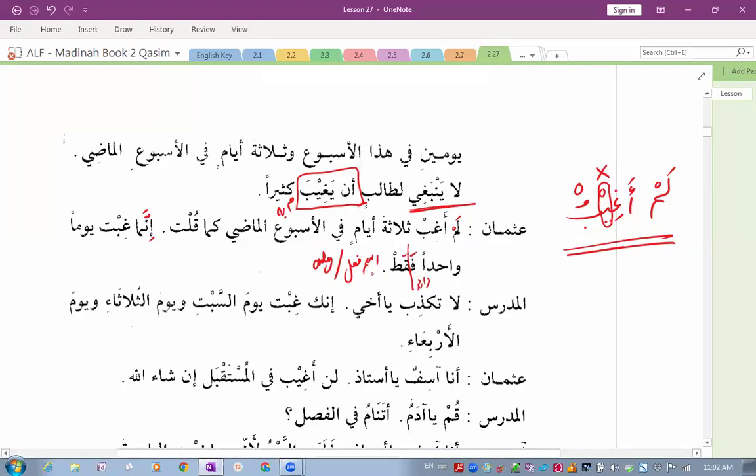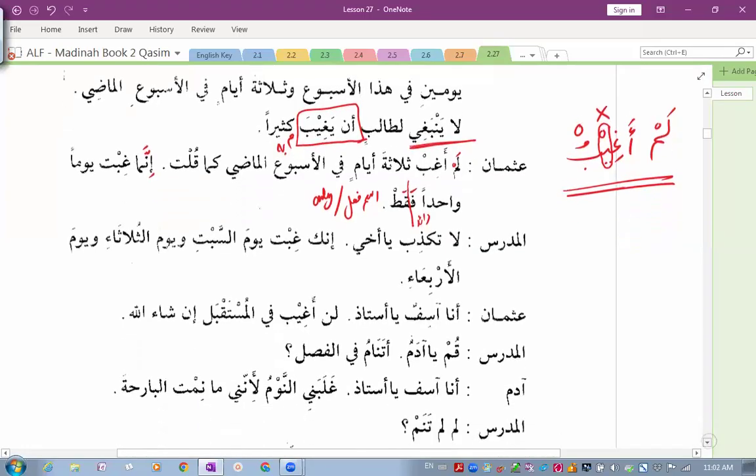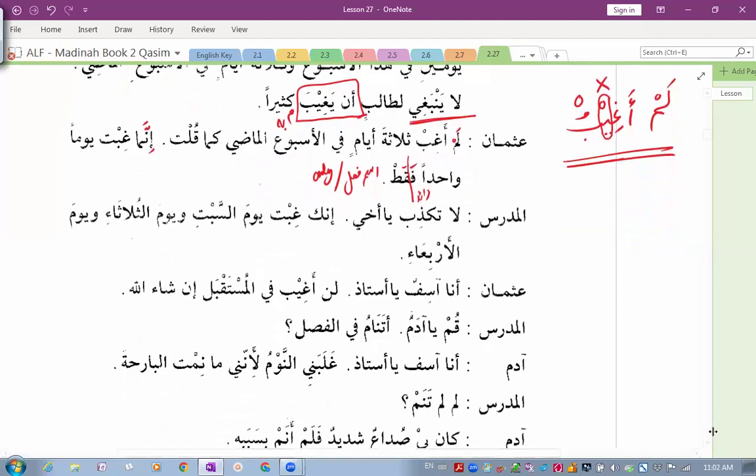Yes. Whose turn is it, Sister Shajaria? Go ahead. Al-Mudarisu, the teacher. La takzib, ya akhi. You don't lie, my brother. Innaka, indeed you, ghibta, indeed you were absent, yawma sabti, day of Saturday.